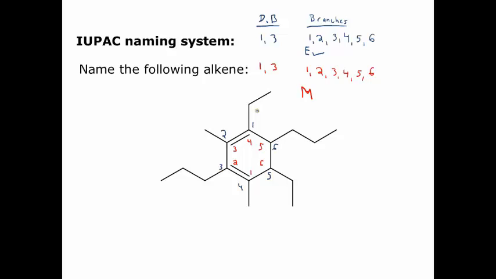So I've got an ethyl branch here, a methyl branch here, a propyl branch, another methyl, another ethyl, and yet another propyl. So let's start with the branches. I'm going to list my branches in alphabetical order. So I've got ethyls at carbons 1 and 5. So I've got 1,5-diethyl.